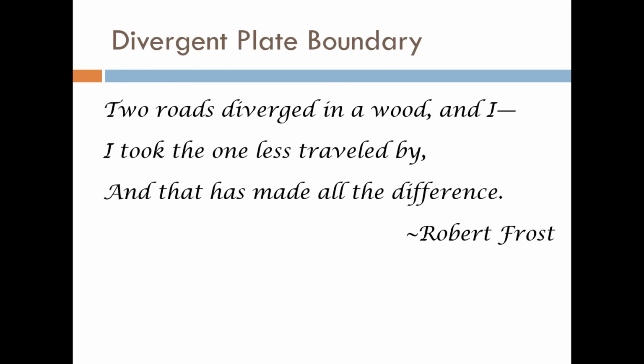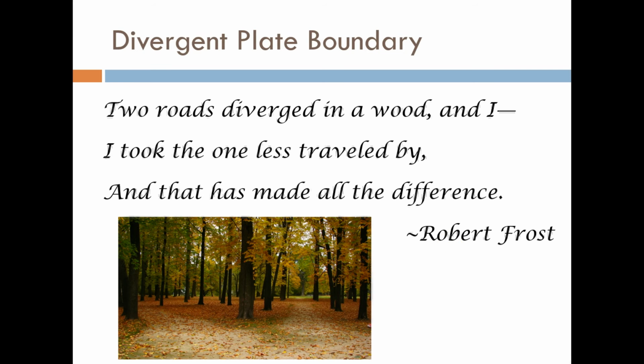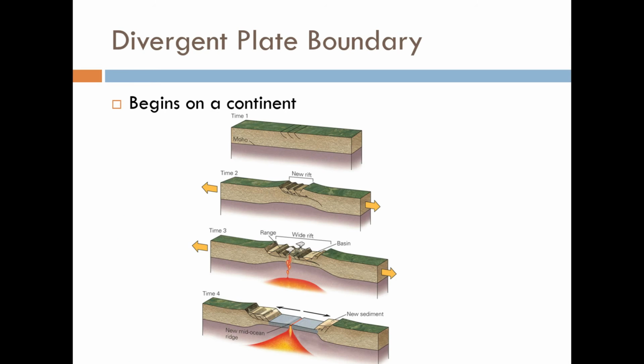Two roads diverged in a wood, and I took the one less traveled by, and that has made all the difference. And so I put this on here because it uses the term diverged, which is a great time to really think about what that means. In this case, that means the path split into two, like you see here in this yellowed wood. And so they split and the paths move away from each other. So what that means is in a divergent plate boundary, the plates are moving away from each other.